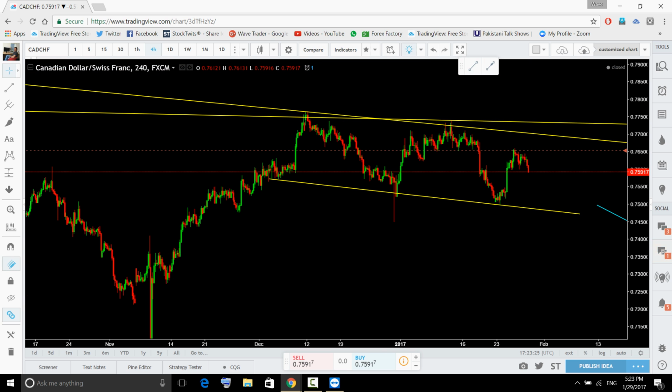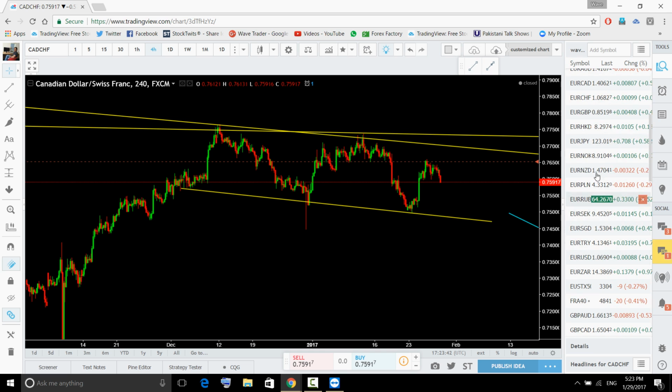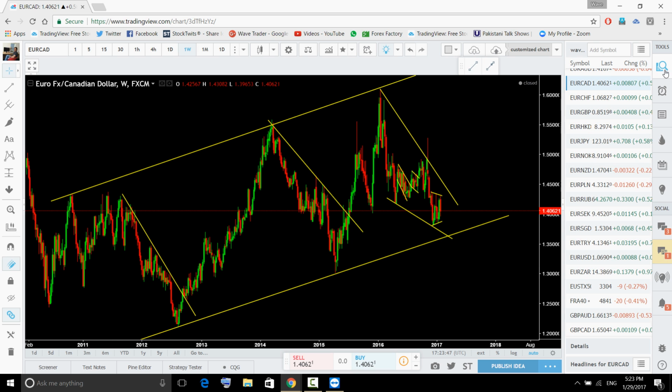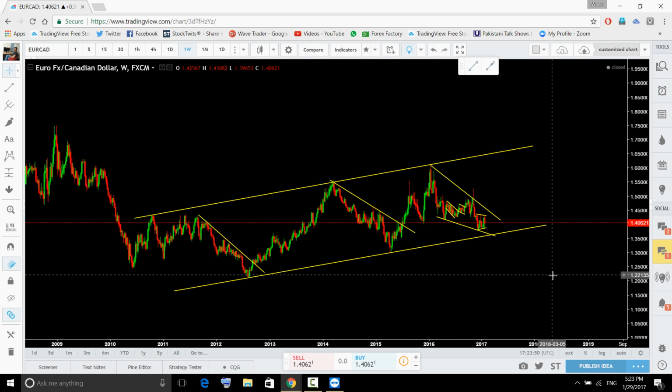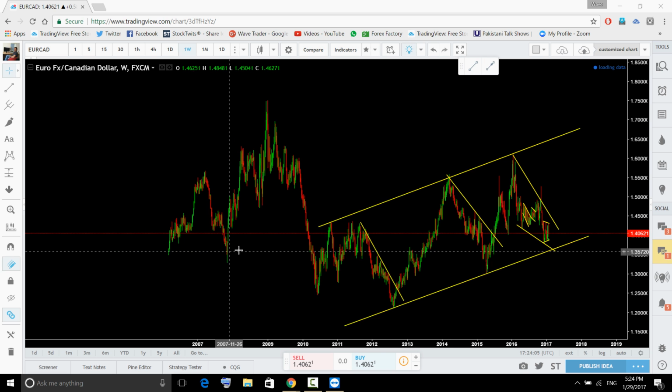Price action is getting stronger and stronger at the top. If CHF starts to fall, then of course euro CAD is going to start to rise. So the move we are looking for on euro CAD is the completion of this descending or ascending channel, or big bearish flag.